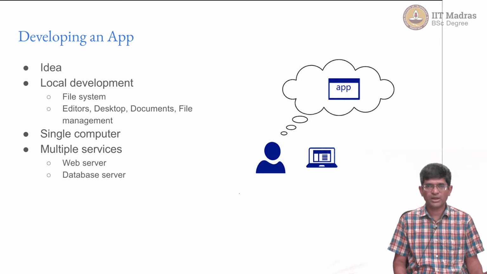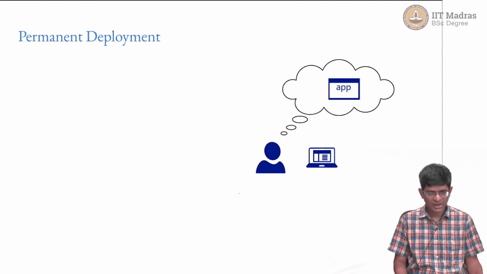So how do you do that? How do you set up the same services that you have already worked with on a remote system in such a way that people can access it, use it, and actually use the app? So this is where we come to what I'm going to refer to as permanent deployment. Permanent in the sense that at least it's not dependent on you switching on your computer all the time.